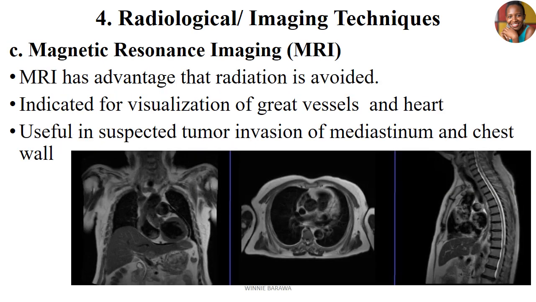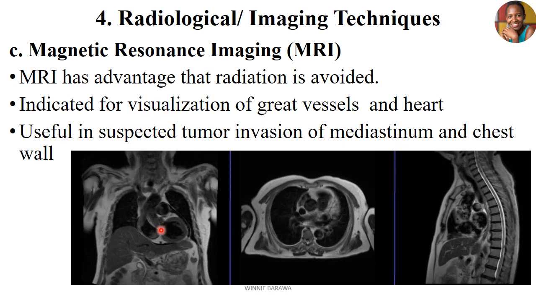And then the other famous one is magnetic resonance imaging, commonly known as MRI. So we're told the advantage with MRI is that radiation is avoided. And with resonance imaging, most of the time it's like we are using sound waves. So it's indicated for visualization of great vessels and the heart. So we use it more in suspected tumor invasions of the mediastinum and the chest walls.